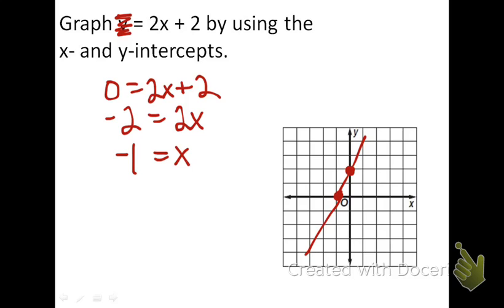Now let's look at the slope of this line. We start from one point, going from the x-intercept to the y-intercept, and we go up 2 and over 1. And the y-intercept was 2.